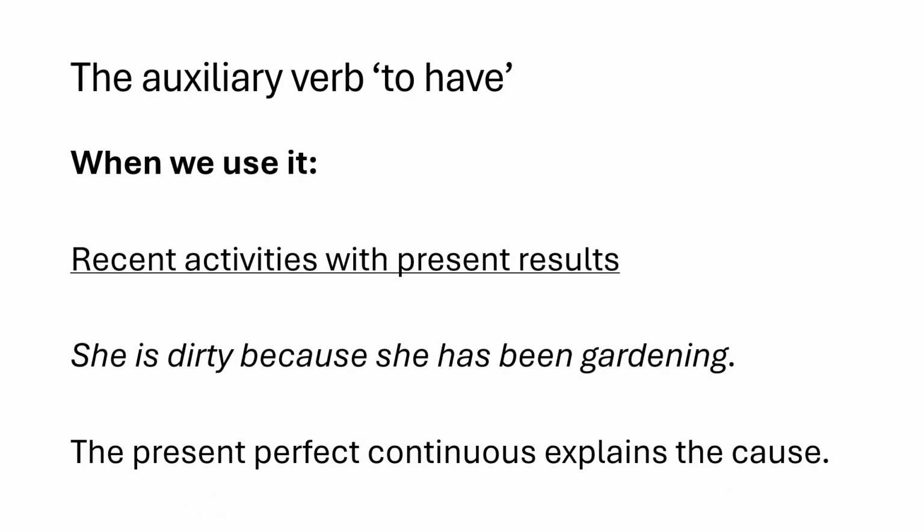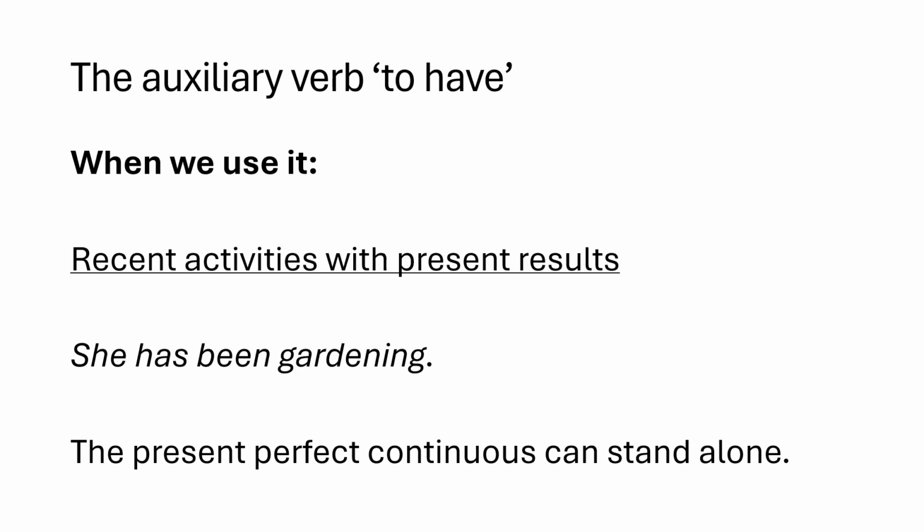We often use the present perfect continuous tense to explain a present situation. Sometimes we say the situation, sometimes we don't, because it's obvious. When we explain the situation, we use two clauses. For example, she is dirty because she has been gardening. The present perfect continuous tense explains the cause. The other clause shows the result.